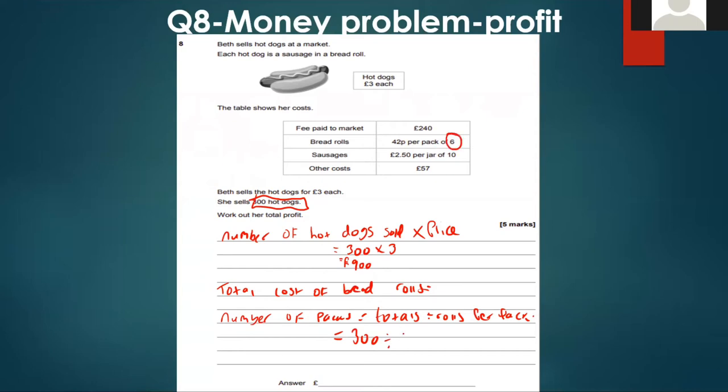So you get six bread rolls in each pack. So 300 divided by six is equal to 50. So I know that you need 50 packs of bread rolls.